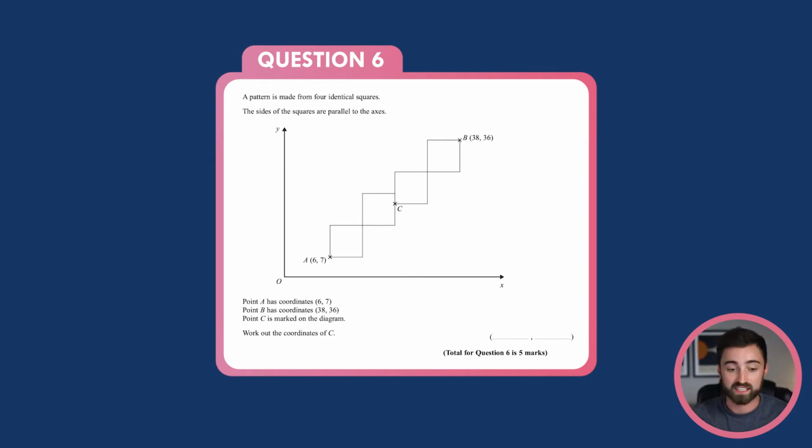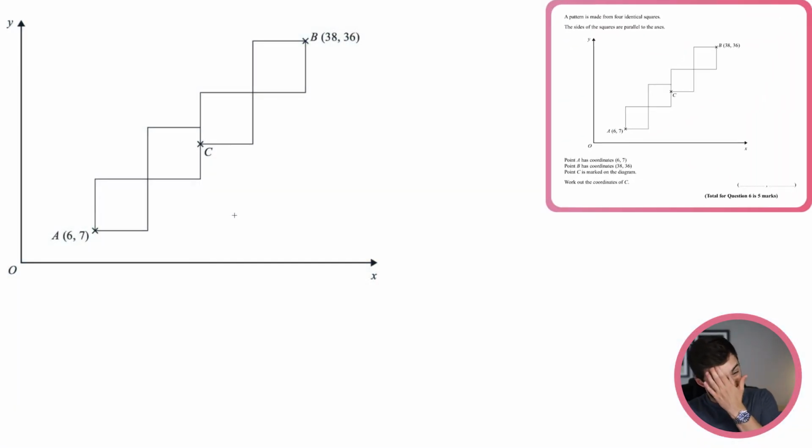Point A has coordinates 6, 7. Point B has coordinates 38, 36. Point C is marked on the diagram, and we must work out its coordinates. Okay, there's quite a lot going on here, isn't there? Something I do know is, if you look at either A or B, it doesn't matter, just lengthways, not heightways, along the x-axis, C is 2 squares away from them in terms of the x, right? Because if I go 1 square across, 2 squares across from A, I get to C, don't I?